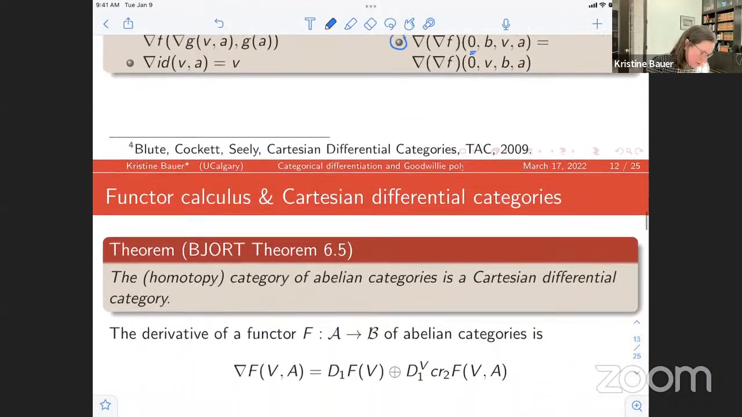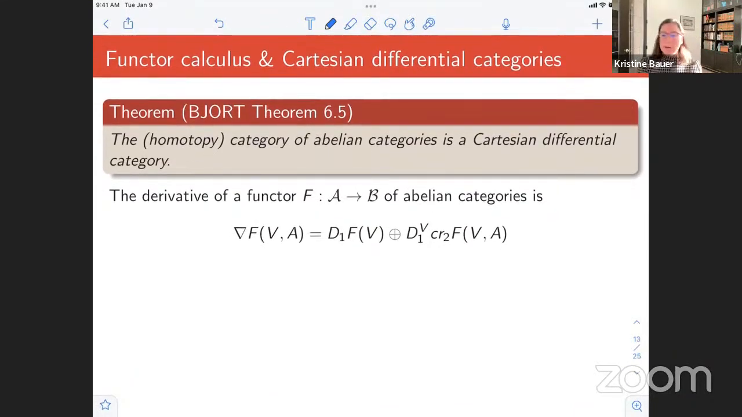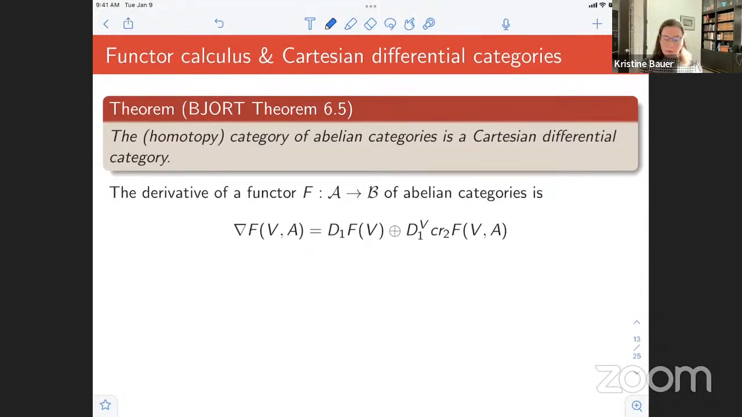But it turns out that it's also relevant in homotopy theory. So the Bauer et al. paper that I talked about before has, in addition to establishing this higher order chain rule that I showed you, we also showed that the homotopy category of abelian categories is a Cartesian differential category. So I'm not going to go through the full proof, but let me go through a few arguments as a kind of sanity check. All right, so remember that in this case, my differential operator is going to be this directional derivative, which I can write in this nice format of being the derivative of f evaluated at v, and the linearization of the second cross effect of f in the v variable.